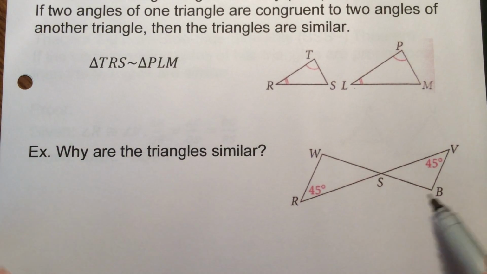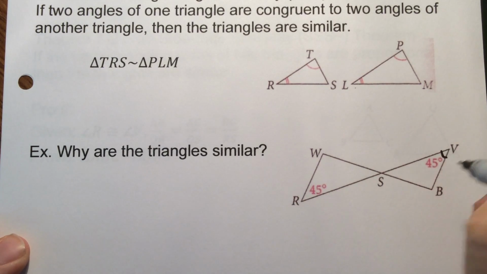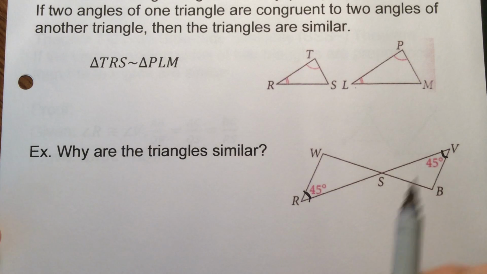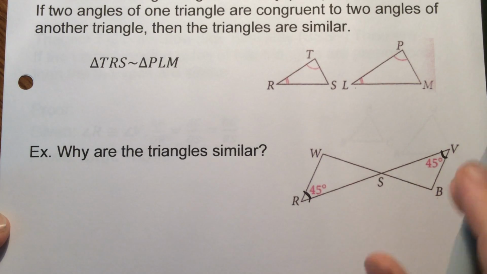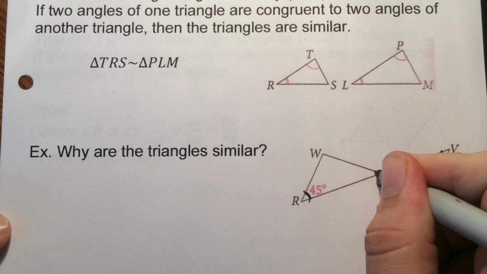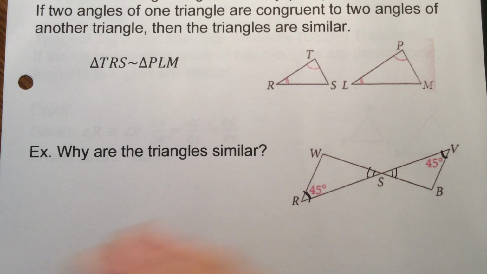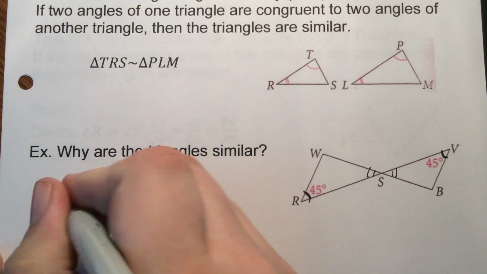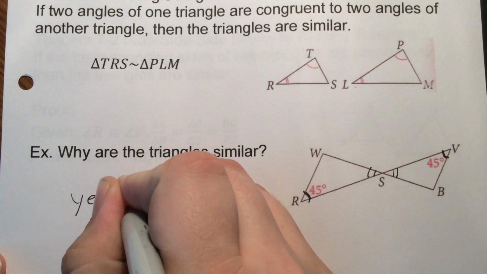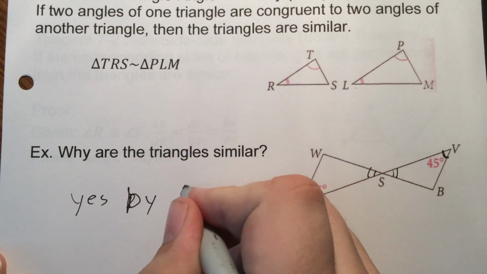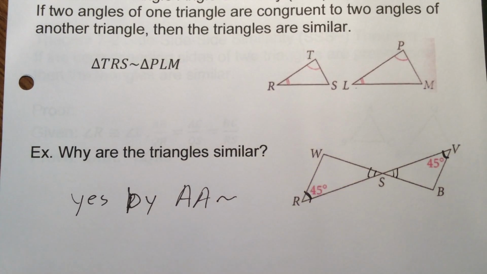Well, right now we have an angle that's 45, so that one would work with this one over here. We know those two are congruent. Do we have enough to say these are similar by that AA similarity? Well, yeah, we can. If we look here in the middle, these are vertical angles, so this one and this one will also be congruent. Two sets of angles are congruent, so we can say yes, by AA similarity. Again, little squiggle is similarity, squiggle with equal is congruent.